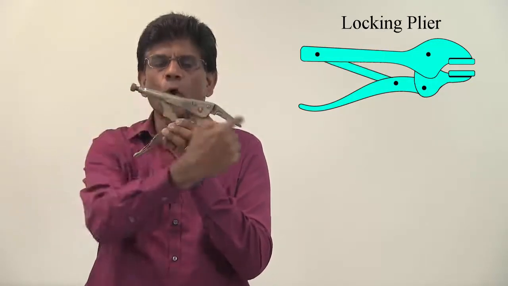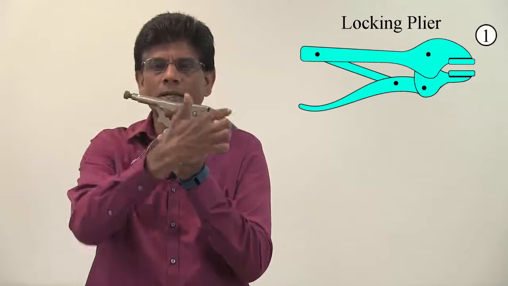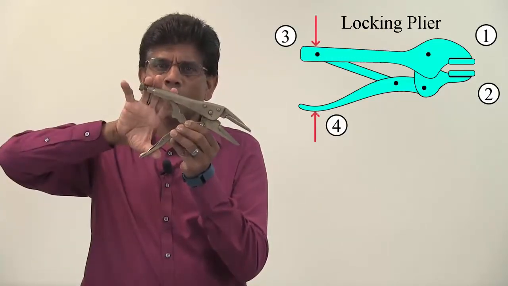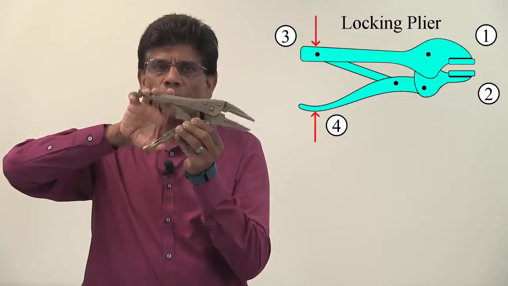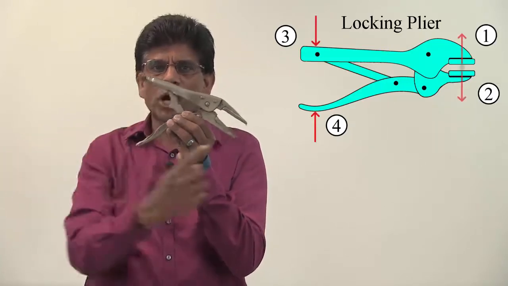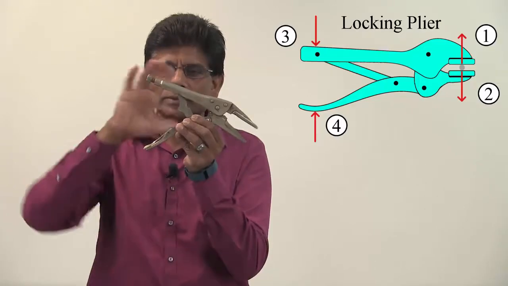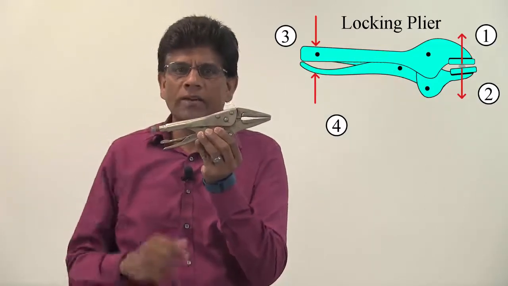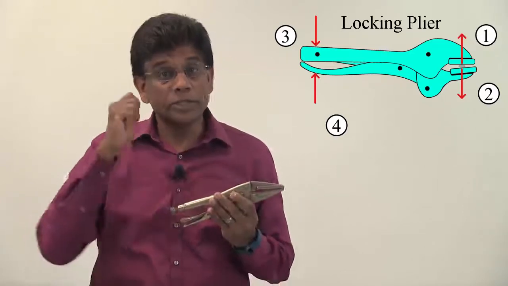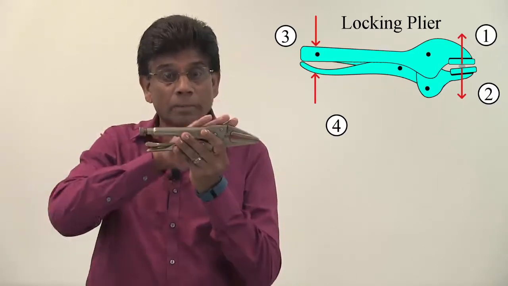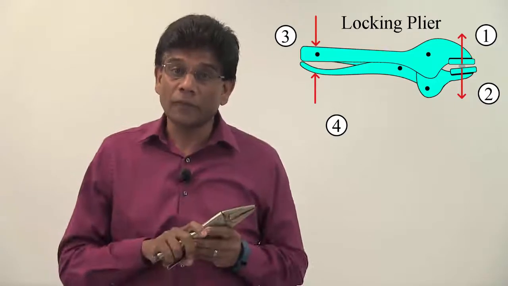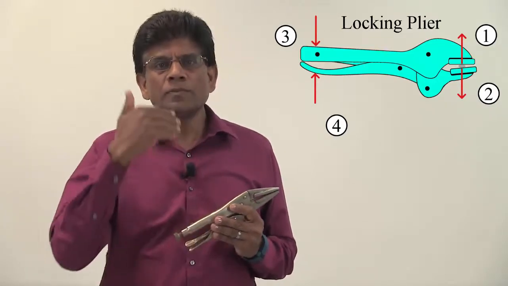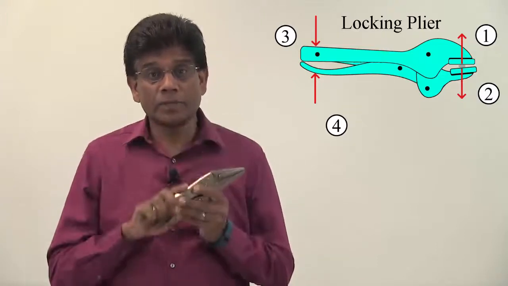So there are four members in this device. 1, 2, 3, 4. When I apply a force on the handles, a force is developed between the jaws to hold something in place. Our goal in the analysis of machines and mechanisms is to determine the forces experienced by the members, just like in trusses and frames. We can then use this information to perform stress analysis and size the members.